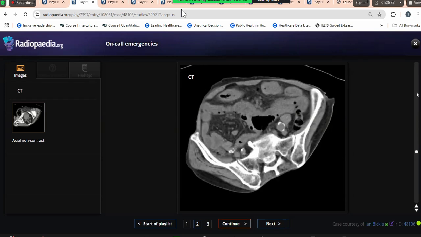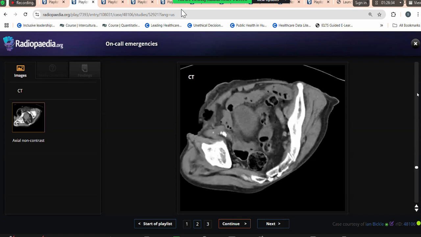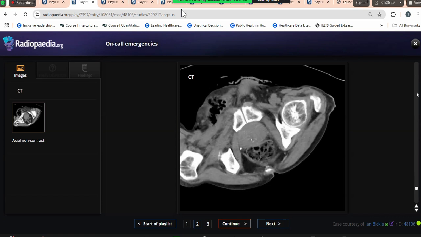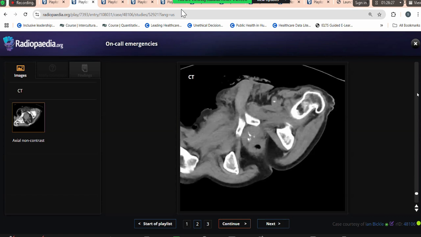The gallbladder and the CBD and the lung bases. And in the rest of the abdomen, mildly prominent bowel loops are seen. An enlarged prostate is appreciated.